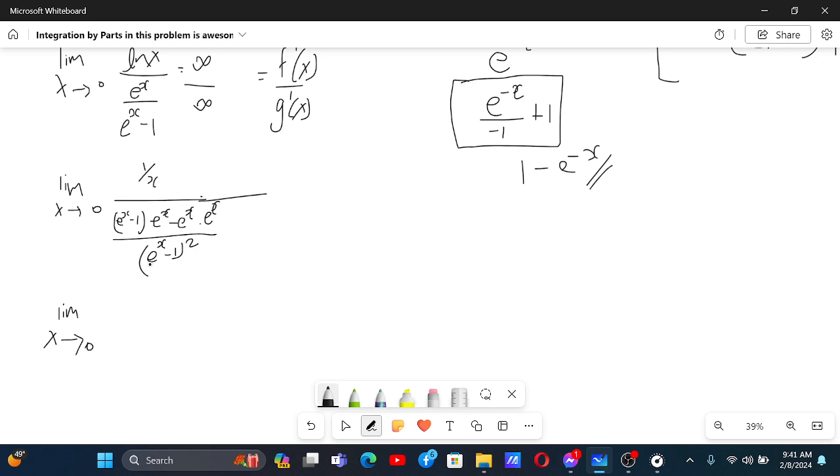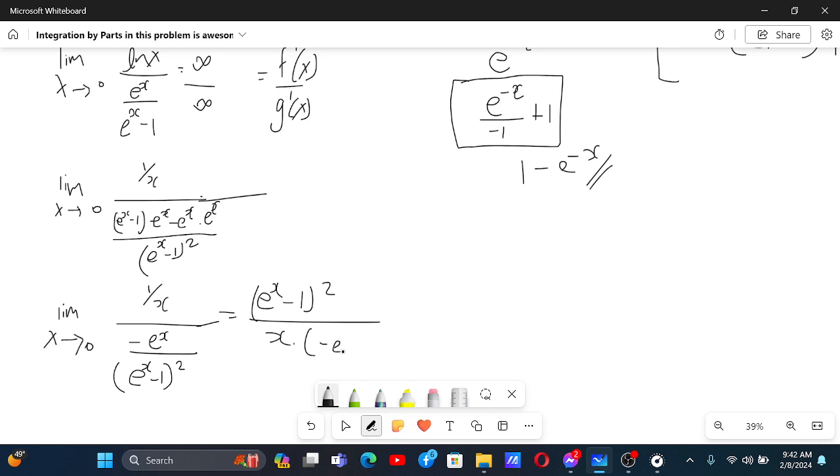Now after this we will have 1 by x by minus e to the power x by e to the power x minus 1 whole square. Now let us take it to the numerator. That's why we will have e to the power x minus 1 whole square by x times minus e to the power x. Now I can write this as e to the power x minus 1 by x, and then e to the power x minus 1 by minus e to the power x.